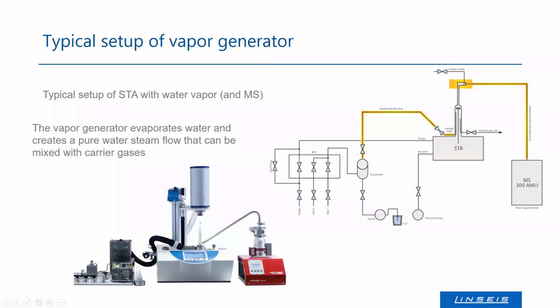To be honest with you, the water vapor generator is an easy setup that we do by ourselves. So we buy this HPLC pump here, we modify it, we set up the gas flow lines and so on, while the humidity generator is bought as a whole part from one of our suppliers.